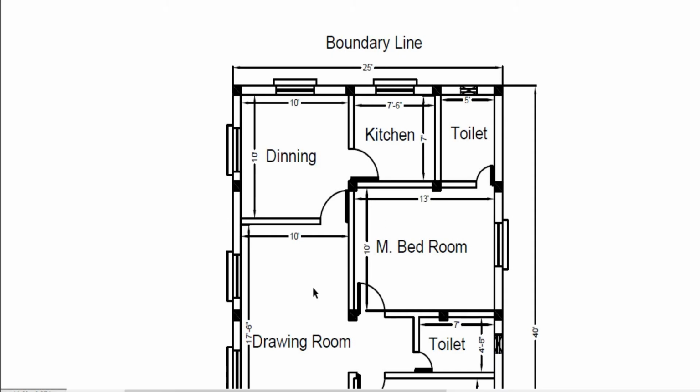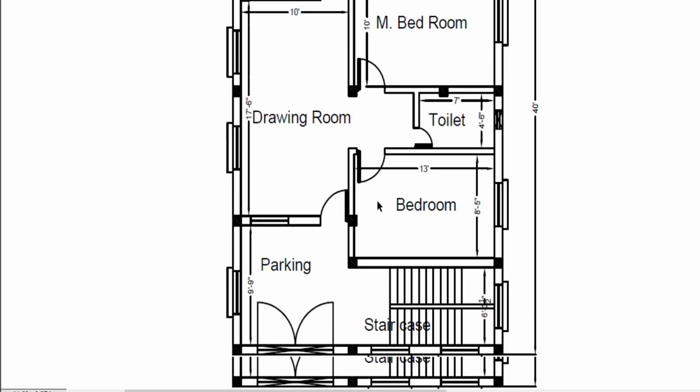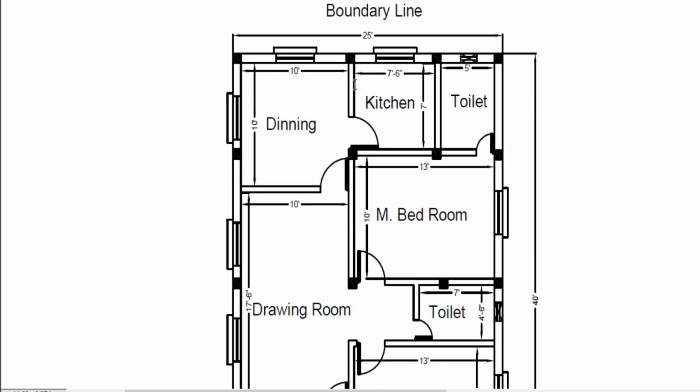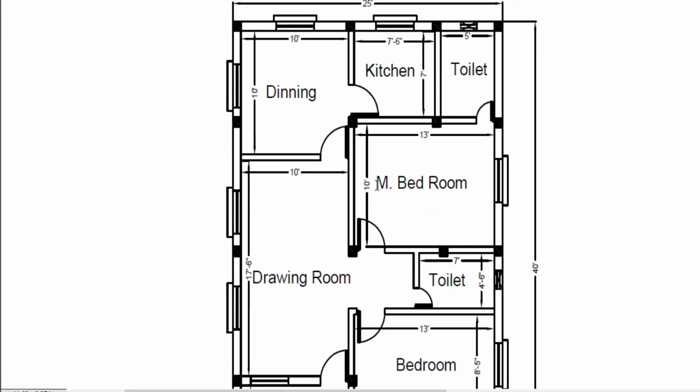Outside of this master bedroom and adjacent to the drawing room, there is a common dining place. This dining place is also big, that is 10 feet by 10 feet. By dividing a small area, you can also provide a puja room here. The kitchen has a dimension of 7 feet 6 inch by 7 feet, approximately 50 square feet. So this is the simple 2BHK house plan with 2 bedrooms, a hall or drawing room, as well as dining and kitchen.